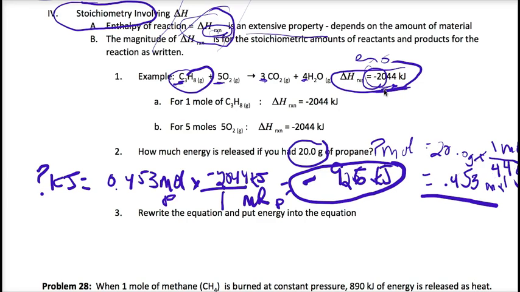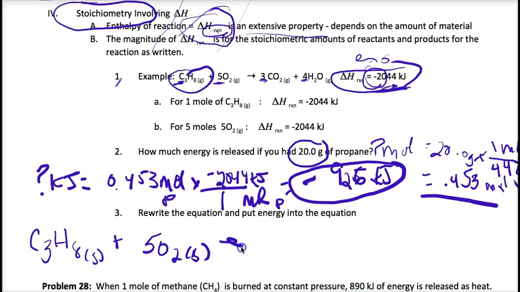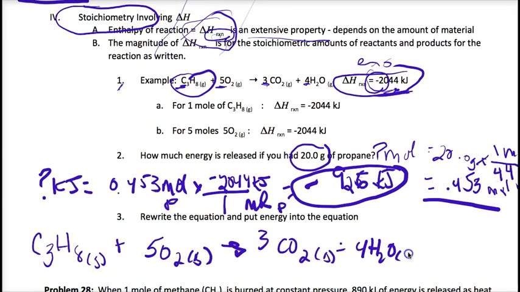So it says rewrite the equation and put energy into the equation. Well, let's go back to number 1. This is the equation that we're going to be writing with up here, number 1. So I'm going to rewrite C3H8 gas plus 5O2 gas yields 3CO2 gas plus 4H2O gas.